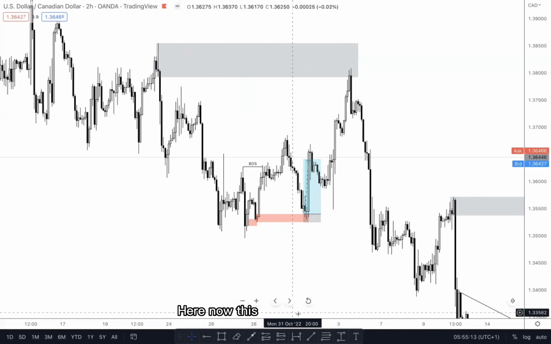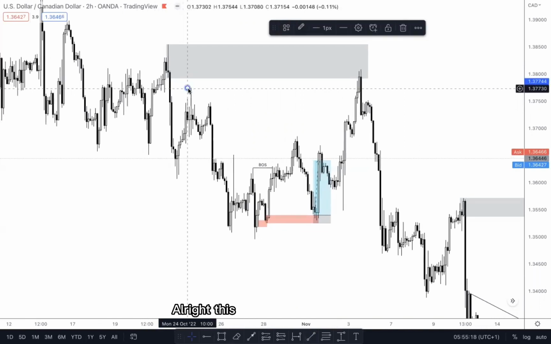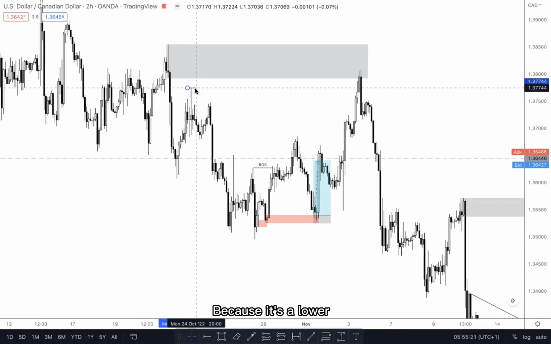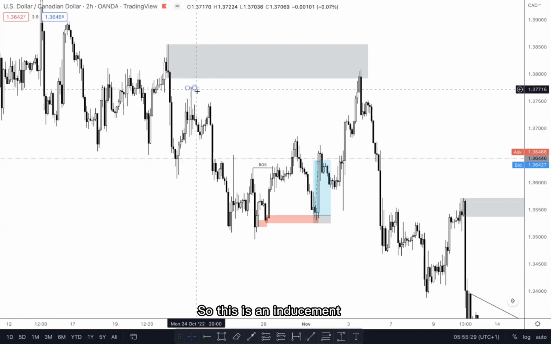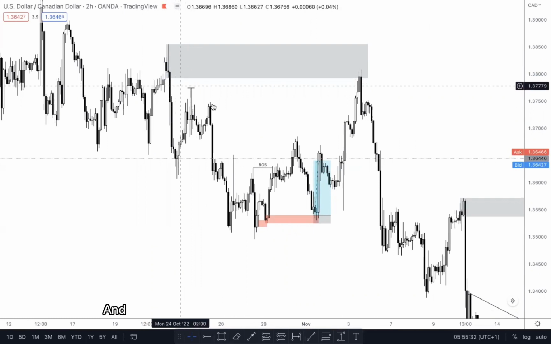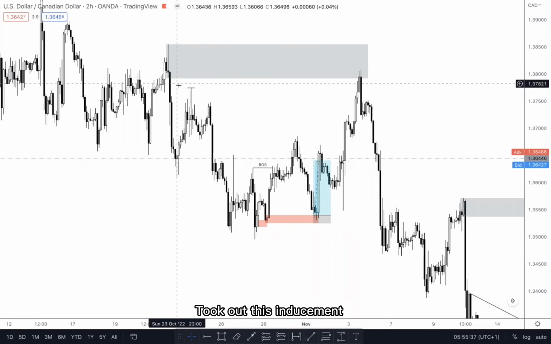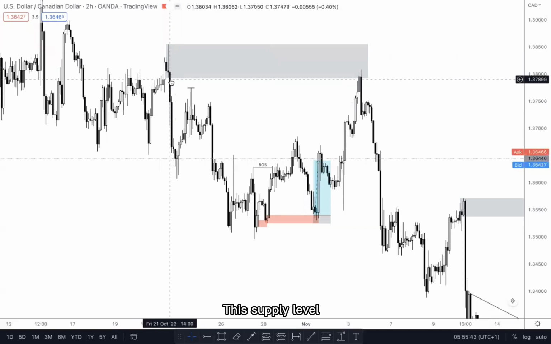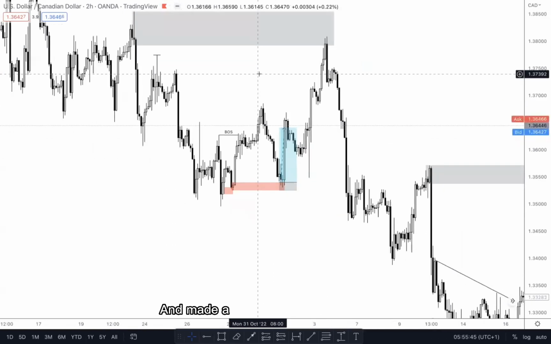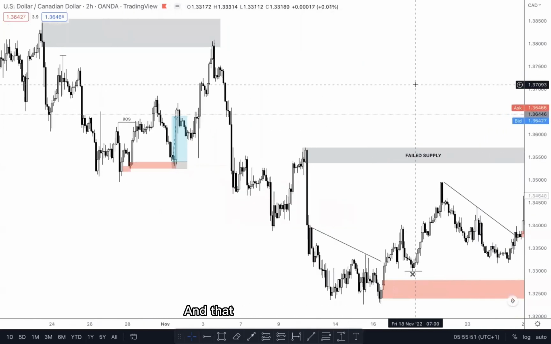So here now, this is the inducement. All right, this is the inducement now because it's a lower level. What do we call this again? Is it lower high? Yeah, this is a lower level, lower high. So this is an inducement, and we have a bit of imbalance here. And that's how you see the market came back up and just took out this inducement, filled up this imbalance, mitigated off this supply level, which is a drop-base-drop, and made a big move to the downside. So if you're able to catch that, you'll be doing well. And that's what led to all this.